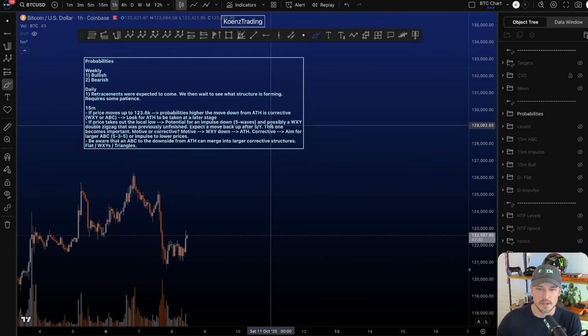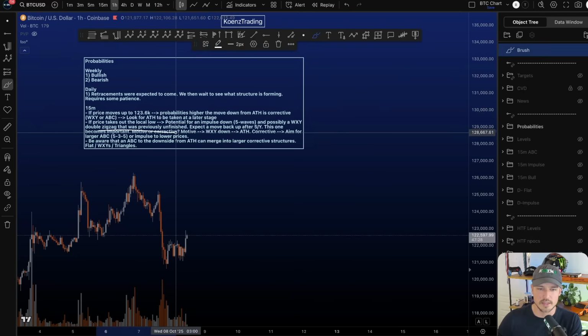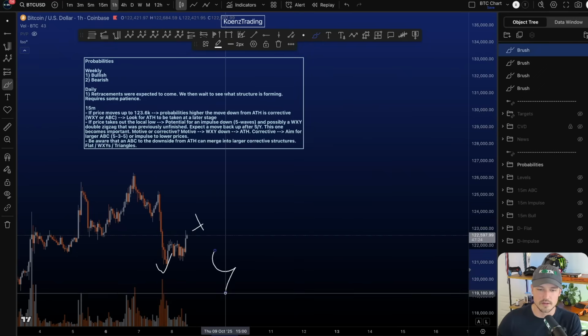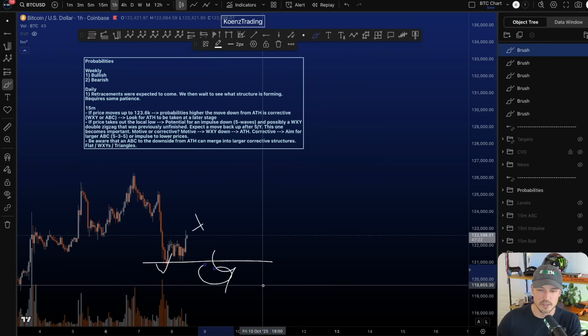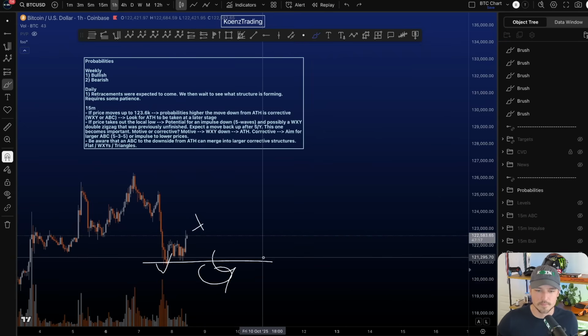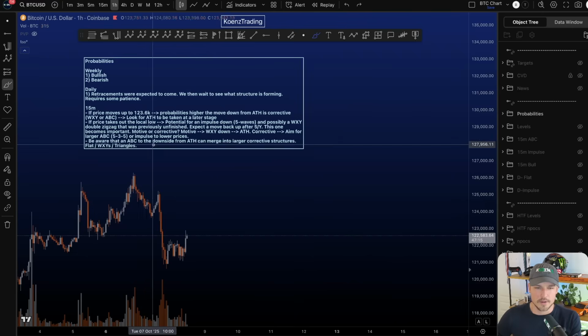So potential for a 5-wave down, possibly a WXY double zigzag that was previously unfinished as well. Right, WX and the Y, take out the low, reach the volume level that we have. If that holds, the price moves up. Interesting, no? Okay.